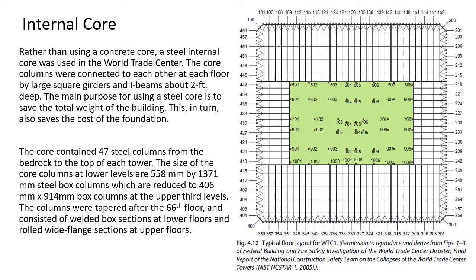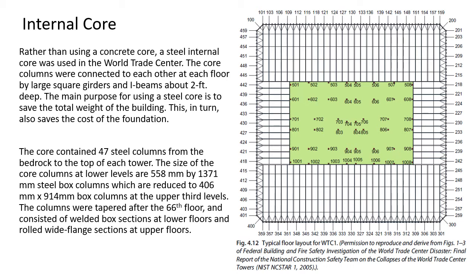For the internal core of the World Trade Center, rather than using a concrete core, a steel internal core was used. The core columns were connected to each other at each floor by large square girders and I-beams about 2 feet deep. The main purpose for using a steel core is to save the total weight of the building. This in turn also saves the cost of the foundation. The core contained 47 steel columns from the bedrock to the top of each tower.